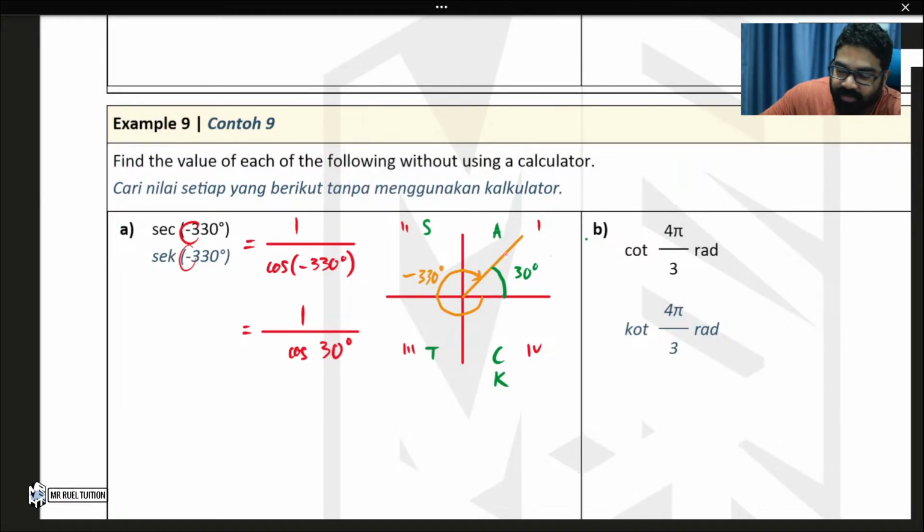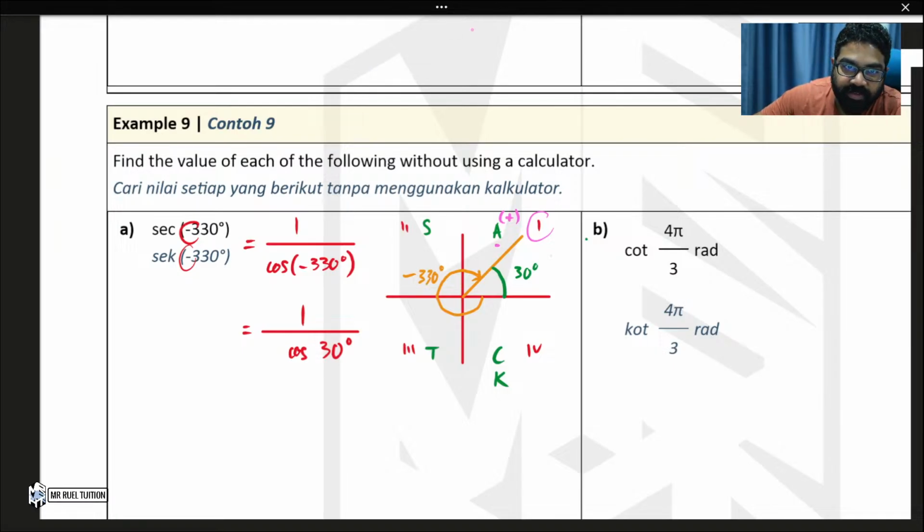Okay. What is this, class? Apa ni? So the all. A is for all. Semua. In the first quadrant, all the ratios are positive. Semua nisbah positive. Sine also positive, cos also positive, tangent also positive. Okay, can you give me a random angle from quadrant 1? Bagi saya satu sudut daripada sukuan satu. Anything. Quickly.